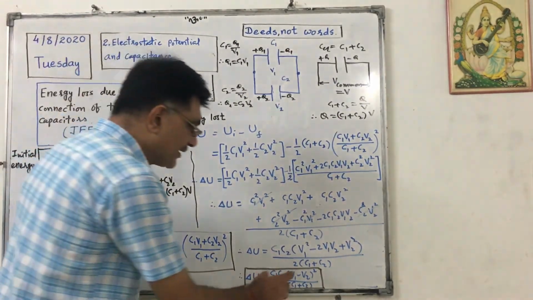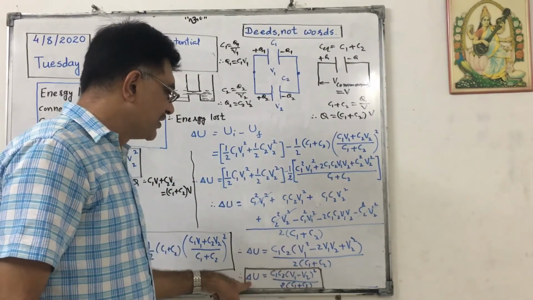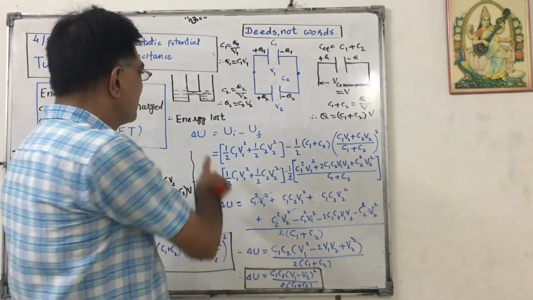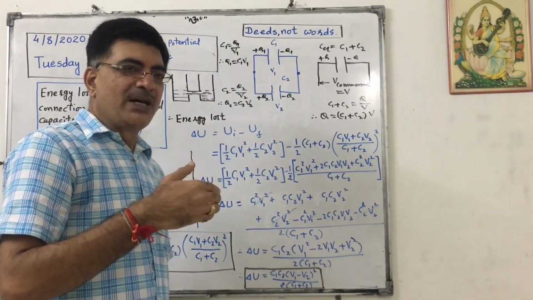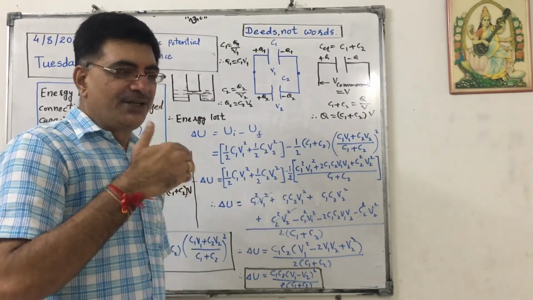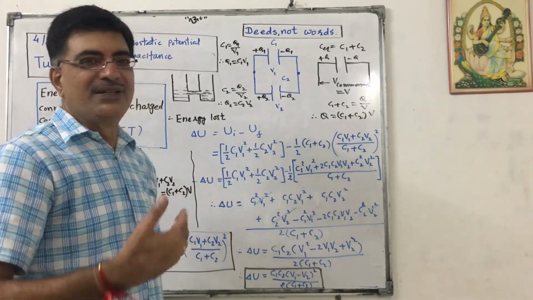See, we know that a square can never be negative. So all terms are positive, so delta U is positive. Delta U positive means Ui minus Uf is positive, which means Ui is greater than Uf. That means the initial energy is more than the final energy, which means some energy is lost.